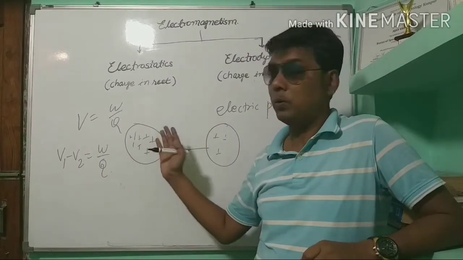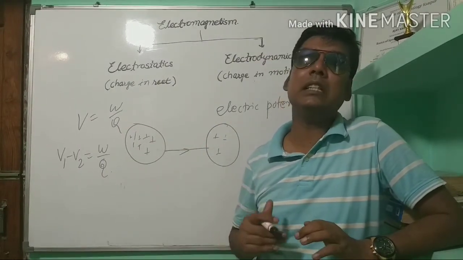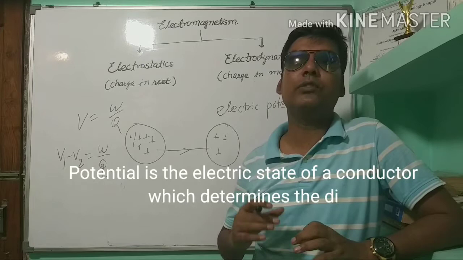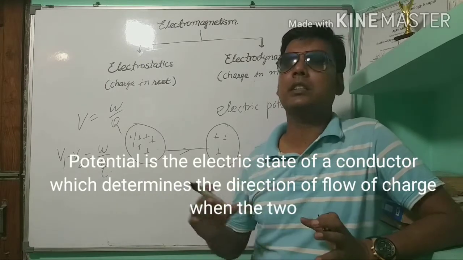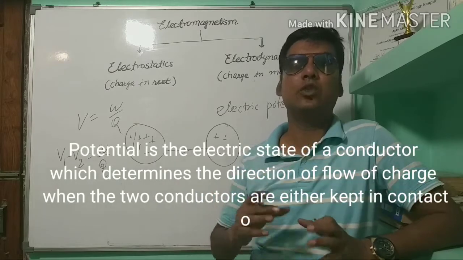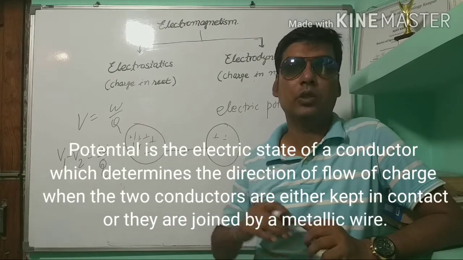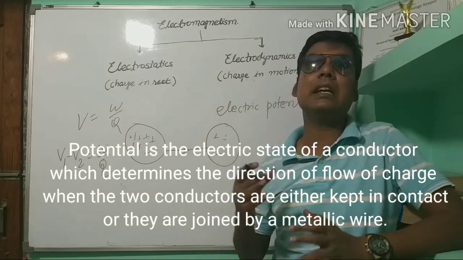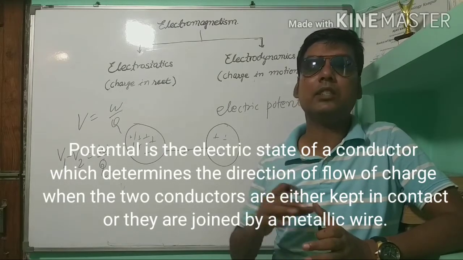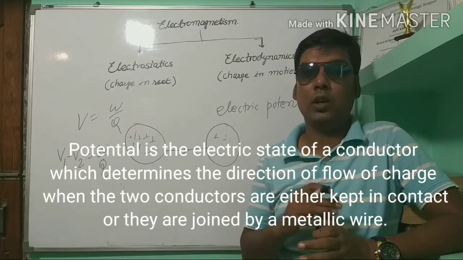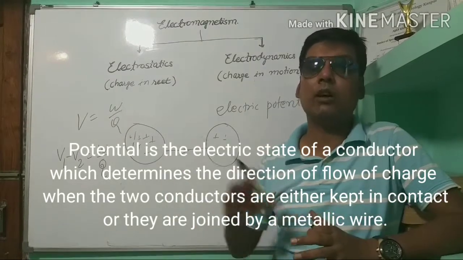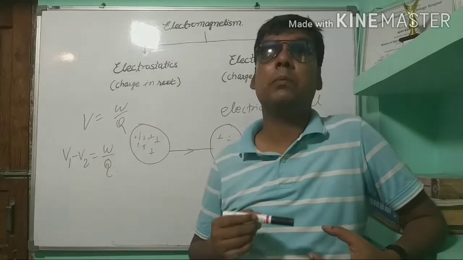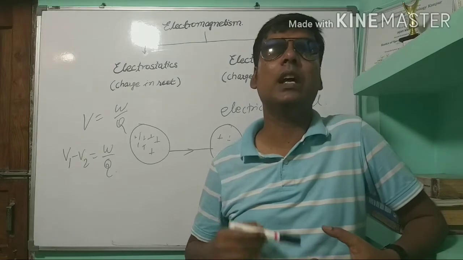So, what is potential? Actually, potential is the electric state of a conductor, which determines the direction of flow of charge when two conductors are kept in contact or joined by a metallic wire. In other words, potential is the electric state of a conductor which determines the direction of flow of charge or electrons when they are connected or kept in contact or joined by a metallic wire. The magnitude of electric potential is measured in terms of work done in moving a test charge.